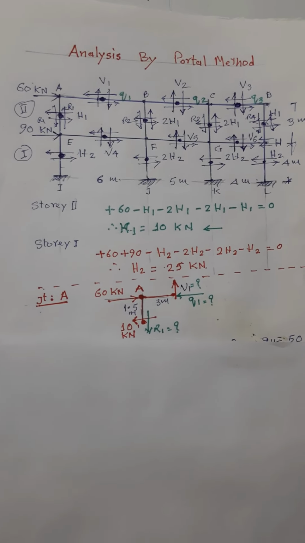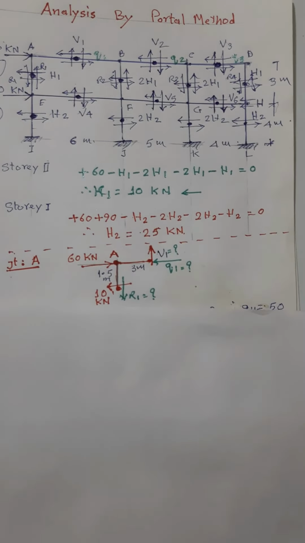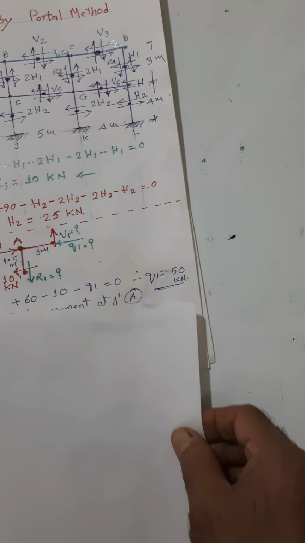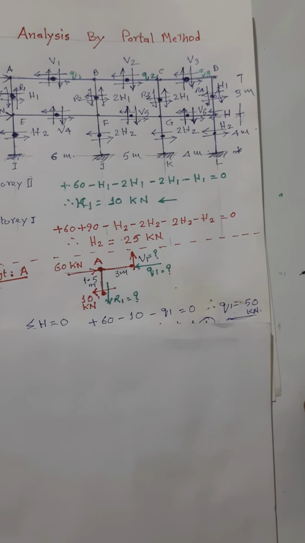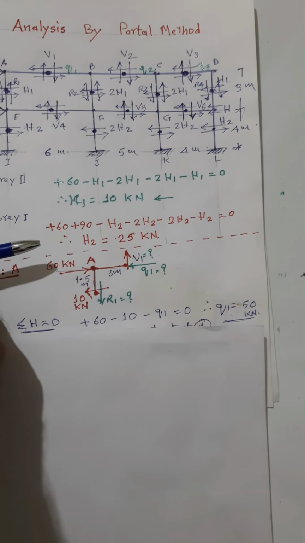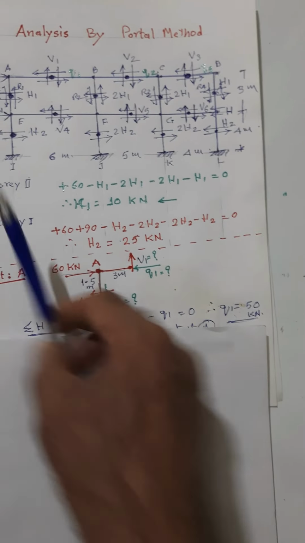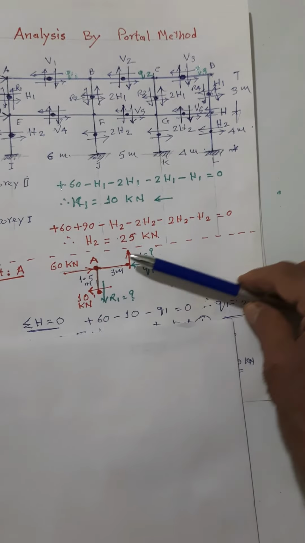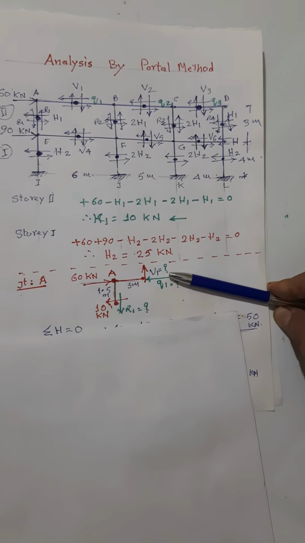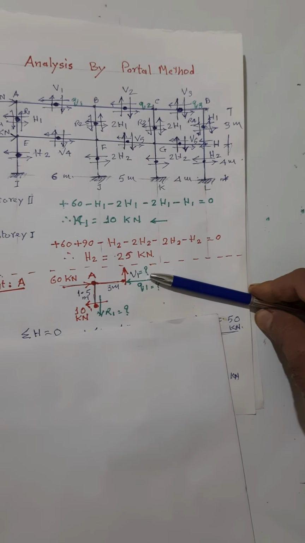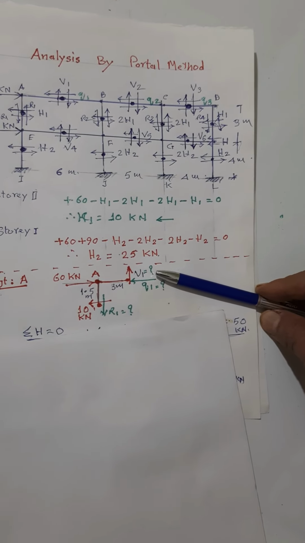First of all, what we can do is go for sigma H equal to 0. When we go for sigma H equal to 0, this is 60, this is 10, definitely this will be 50. Sigma H will be 0. And this will be 50 kilonewton.